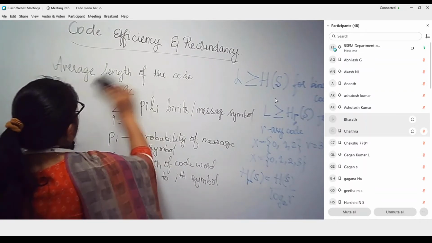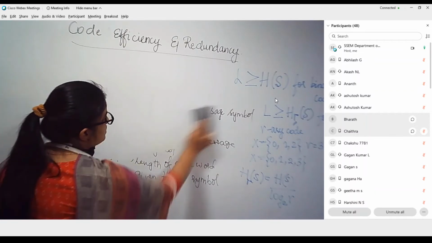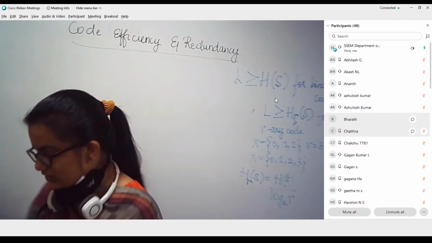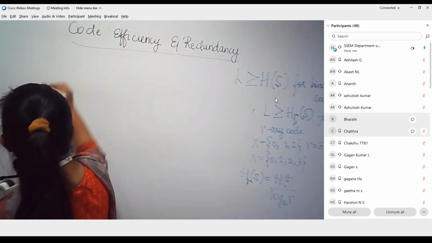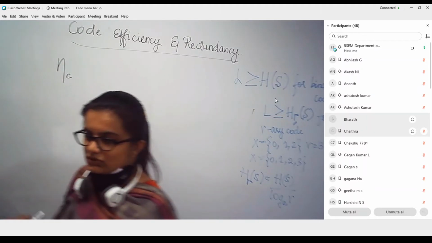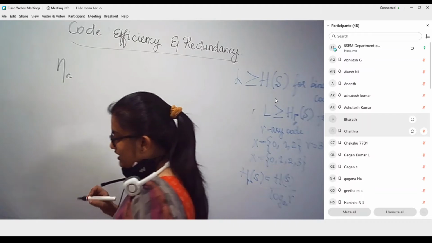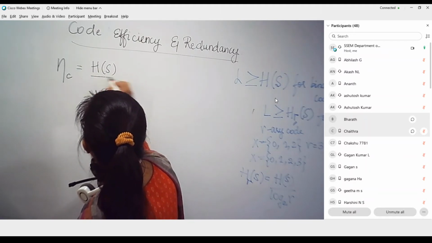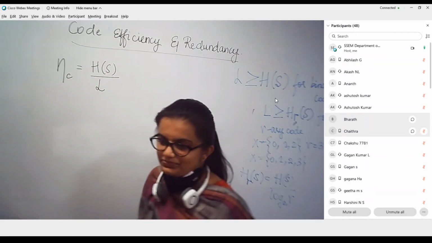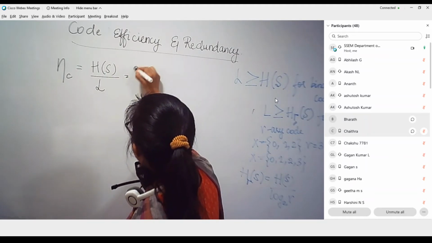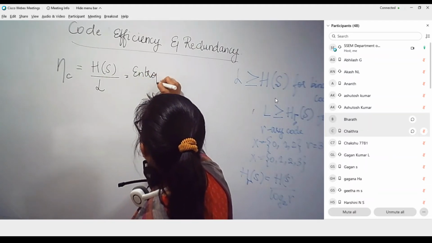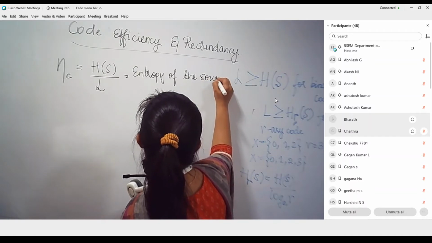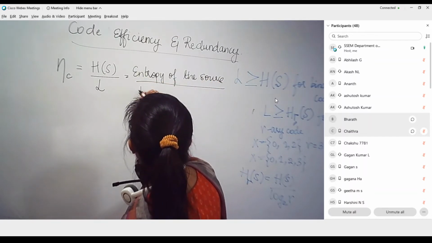So what is this code efficiency? Let us see now. The code efficiency is represented as eta suffix C, which is equal to H of S divided by the average length. It is the ratio of the entropy of the source divided by the average length.